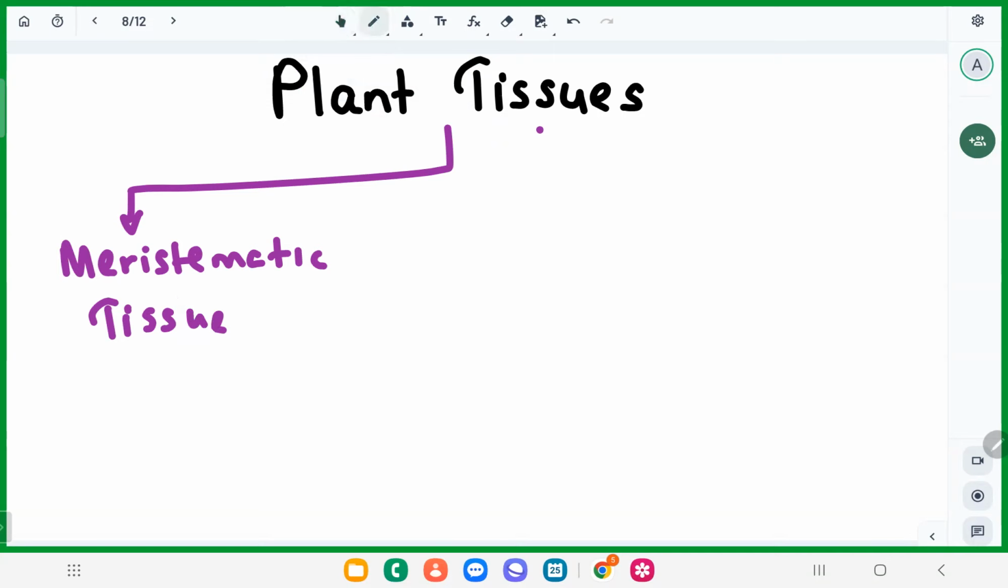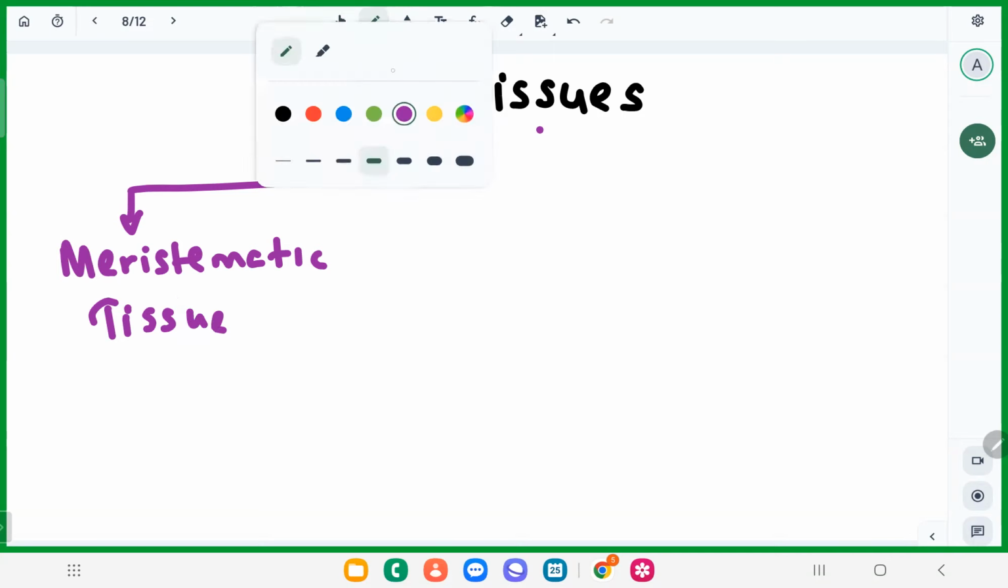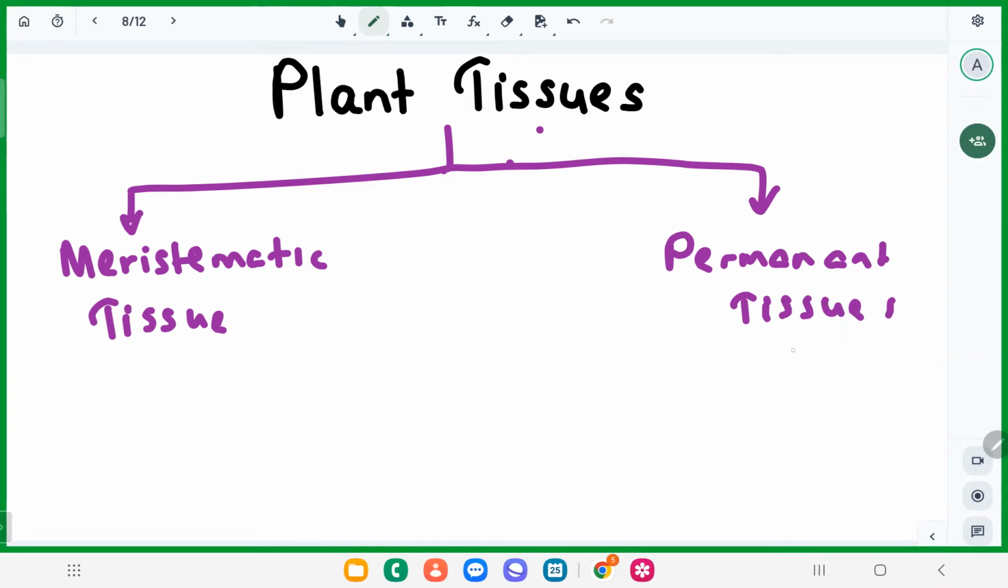And then we learned that the opposite of meristematic tissues are the permanent tissues. With regard to the permanent tissues, we've learned that there are actually two types: the simple permanent tissues, which we learned about in the previous video, and now we are coming to the complex permanent tissues.